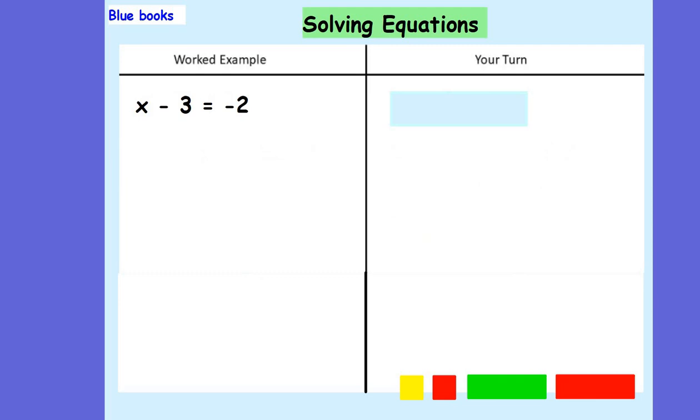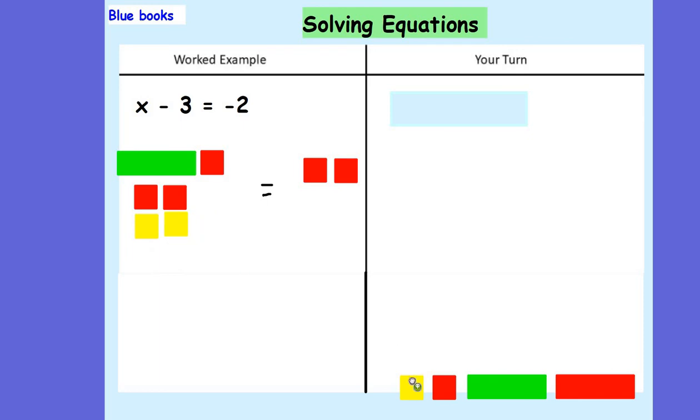Let's go through another example in your dark blue books. I'll go through one and then there'll be one for you to do. This time I've got x, my green rectangle, take away 3 reds, is equal to negative 2. To cancel out those 3 red squares, I need to make sure I add 3 yellow squares. There they are. And whatever I do to one side, I need to make sure I do exactly the same to the other. Let's cancel out some 0 pairs.